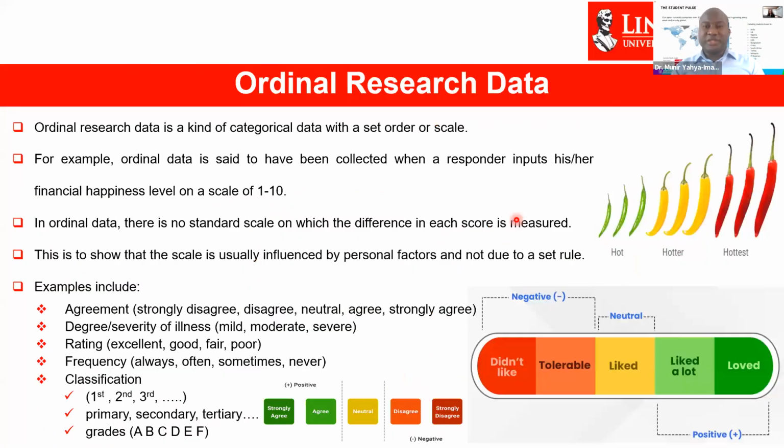Now, for ordinal research data, it's a kind of categorical data with a set order or scale. Ordinal research data is a kind of categorical data with a set order or scale. For example, ordinal data is said to have been collected when a respondent inputs their financial happiness level on a scale of 1 to 10. In ordinal data, there is no standard scale on which the difference in each score is measured. This is to show that the scale is usually influenced by personal factors and not due to a set rule.